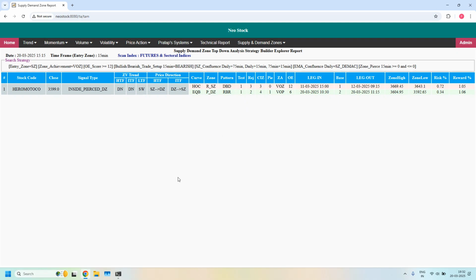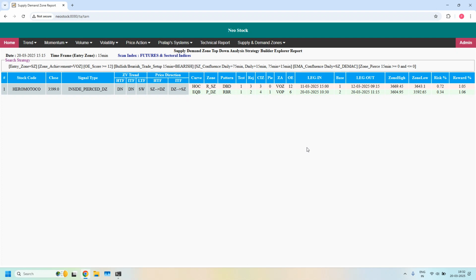Already it is tested. Probably it is tested and moving towards the demand zones now. Already moved to the demand zone. Achieved the target after its test by reaching Pierce demand zone.